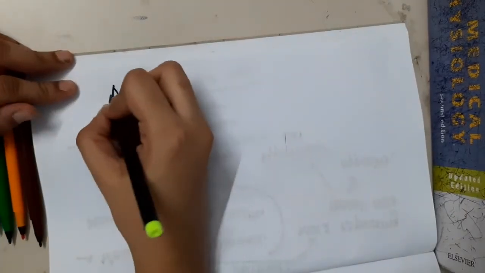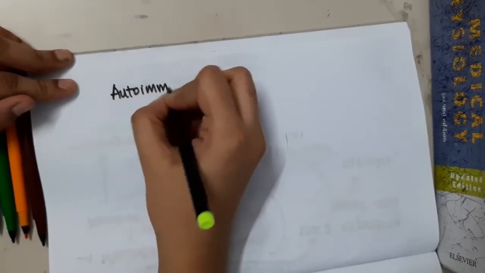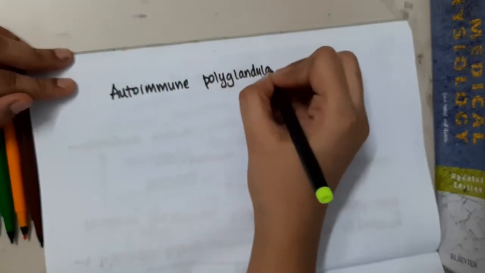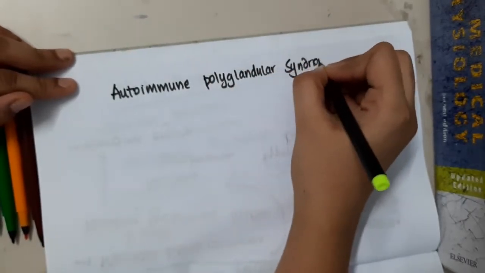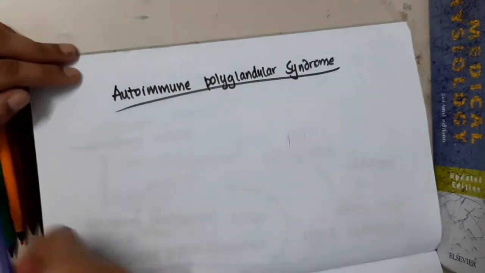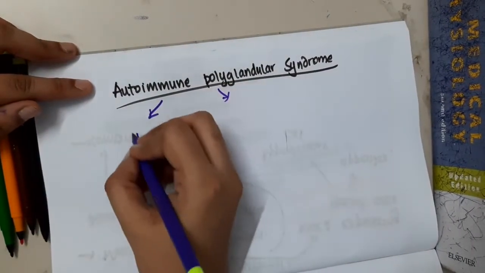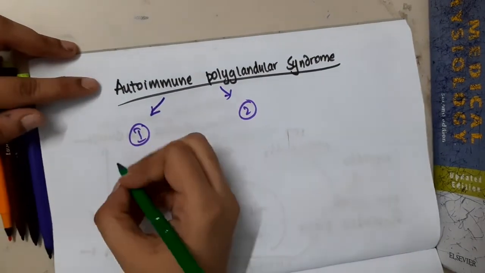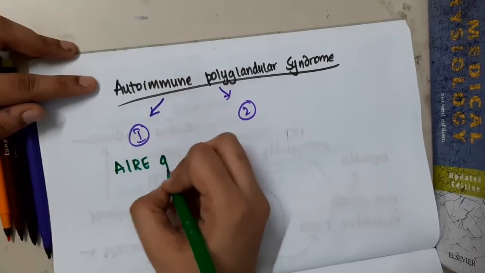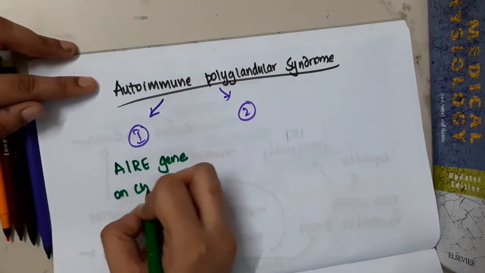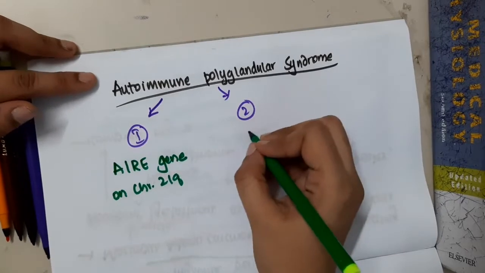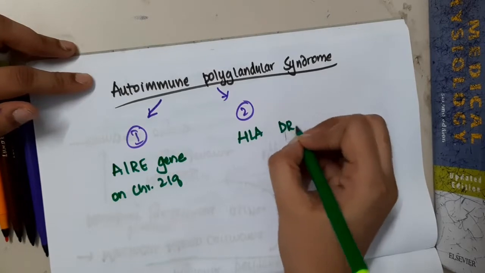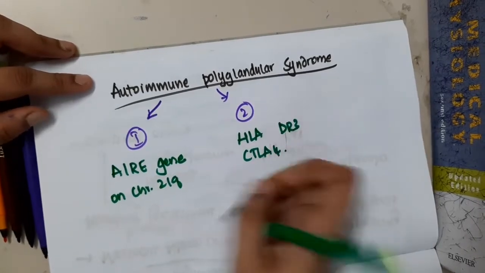Hello friends, let us now learn some important points about autoimmune polyglandular syndrome. If you see in the autoimmune polyglandular syndrome, it is of two types, 1 and 2. In autoimmune polyglandular syndrome 1, the AIRE gene is affected on chromosome 21q, whereas in autoimmune polyglandular syndrome 2, HLA-DR3 and CTLA4 are affected.